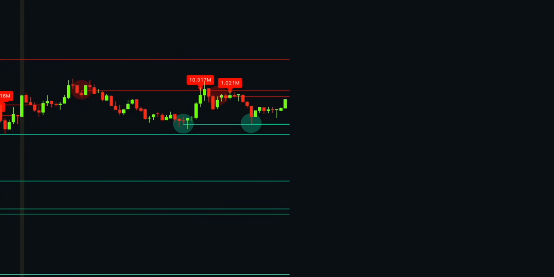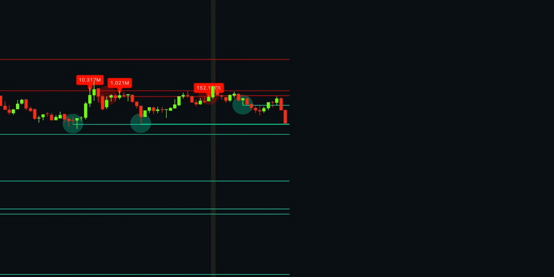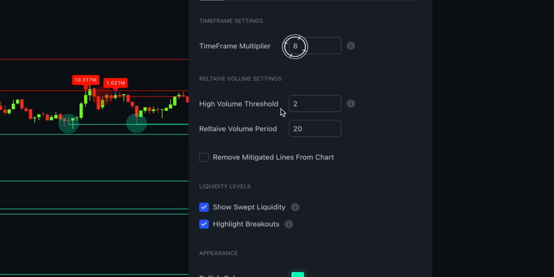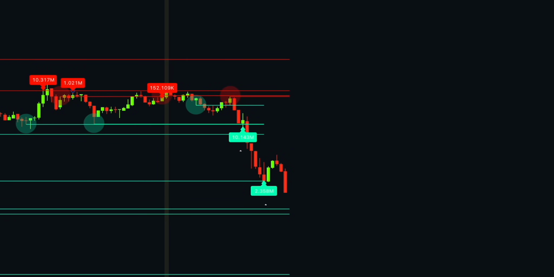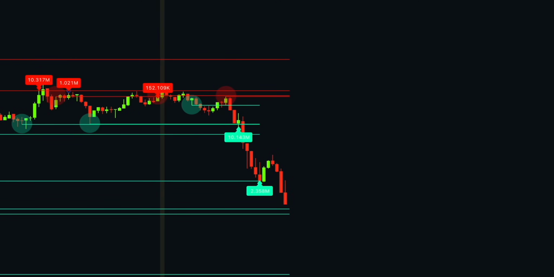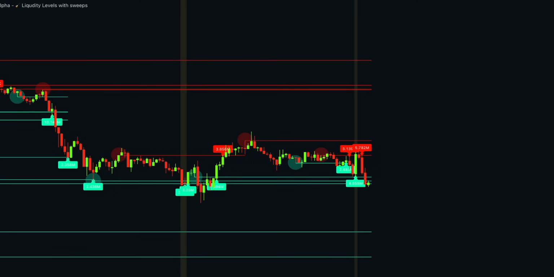To maximize your trading efficiency with the liquidity levels with liquidation sweeps indicator, follow these simple steps. Access the indicator settings to personalize the time frame multiplier, high volume threshold, and relative volume period. Customize these settings to match your trading strategy and chart preferences. Once you're done with the settings, monitor the chart for liquidity levels and sweeps. Bullish sweeps are marked with green labels, bearish sweeps with red, and breakouts are highlighted in the chart background. Enable alert conditions for liquidity breakouts and sweeps within the indicator's settings. This feature allows you to receive real-time notifications, helping you to act promptly on trading opportunities.